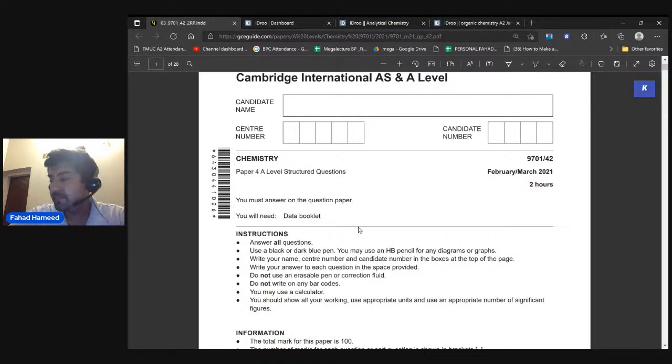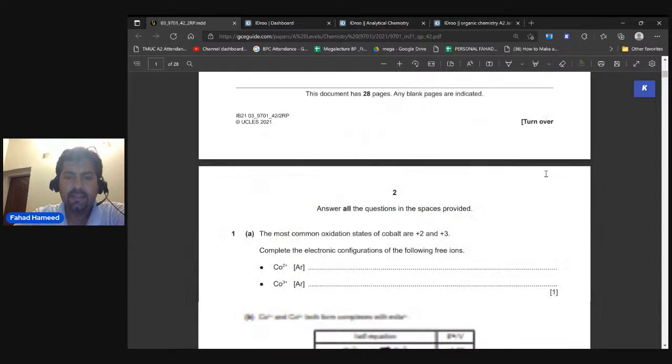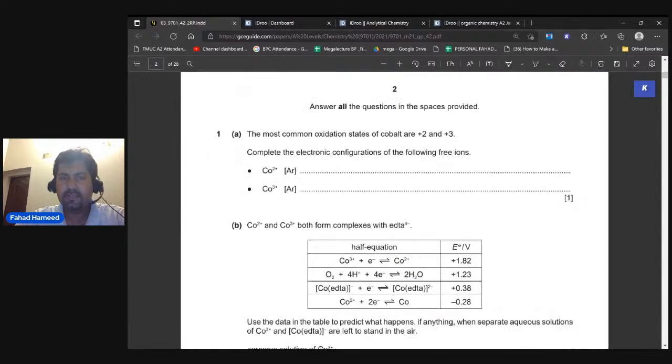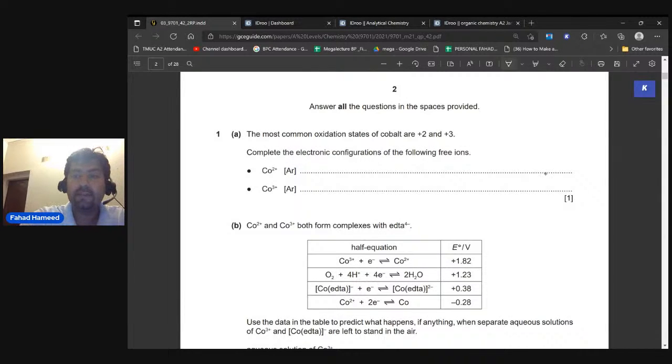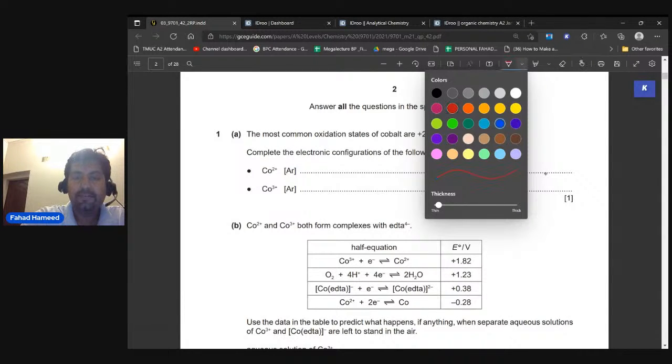So this one, we're going to try and solve this A2 chemistry past paper. Let me just set things up. February March 2021. उधर से start करते हैं. ठीक है, starting with the first question. This one over here is about transition metals. So we're going to try and do this.